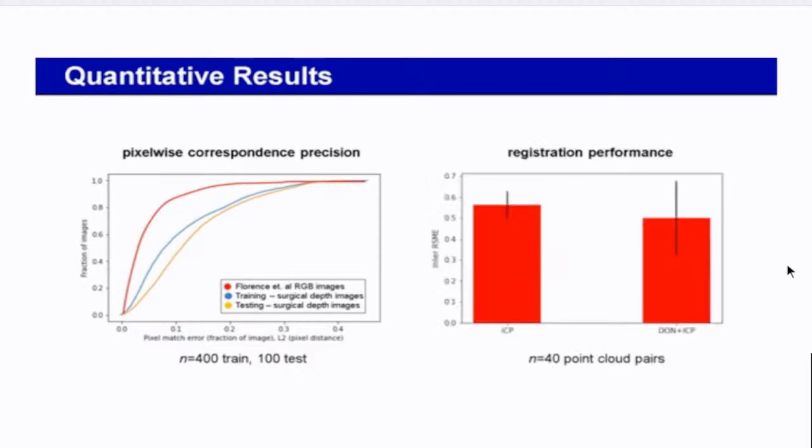Here I demonstrate the registration performance for vanilla ICP and network-augmented ICP across 40 point cloud pairs. DON ICP had a lower inlier error average. The variations were not found to be statistically significant. To explore underlying factors for this, I'll now discuss some qualitative registration results.